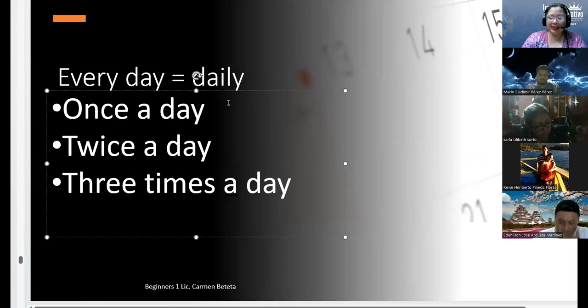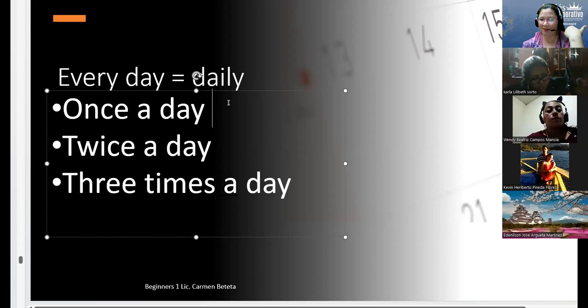A ver, once a day, algo que hagamos una vez al día. I take my vitamins once a day. Y todavía existe una marca, el nombre de esas vitaminas se dice one a day or once a day. De ahí tenemos twice a day, algo que hacemos dos veces en el día.